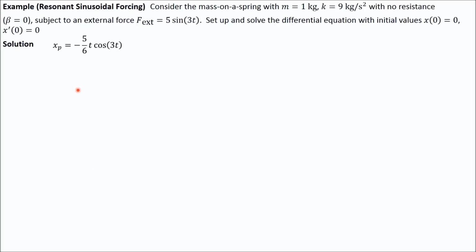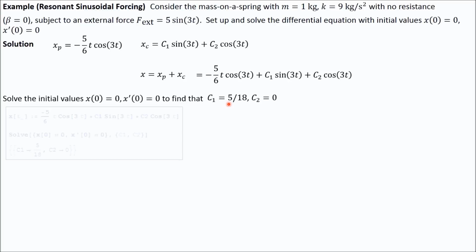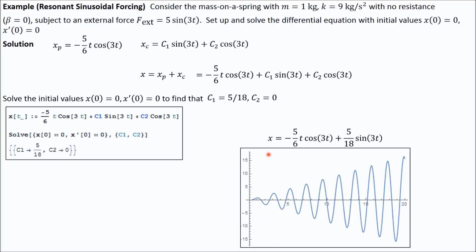And so with this particular solution and this complementary solution, we add them together to get our general solution to the problem. Then we solve the initial values, getting 5/18 for C1 and 0 for C2, using this Mathematica code. And so this is our solution to the initial value problem. And if you plot it, you get this.